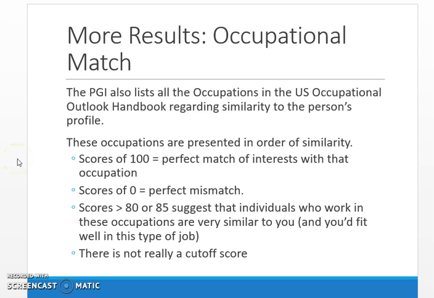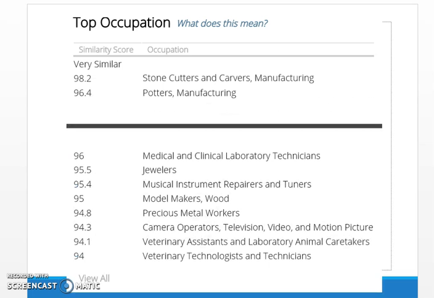But for these ones, it's not about the T-scores. For here, it's basically matching your scores in order of similarity to these things. So 100 means perfect match, 0 means perfect mismatch. And so there's not really a cutoff point for these scores. And so these are mine.